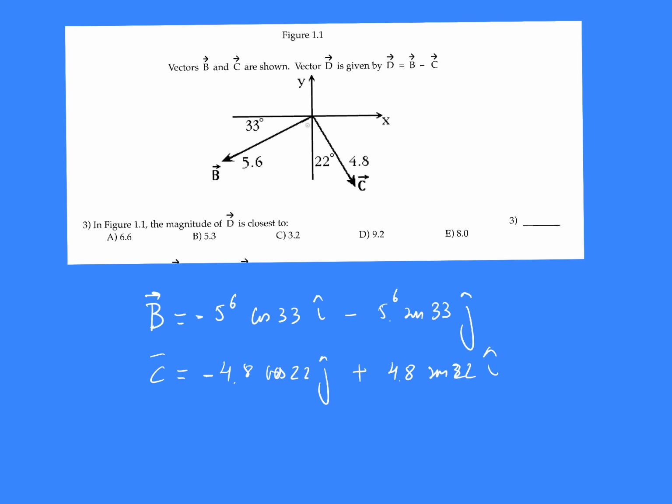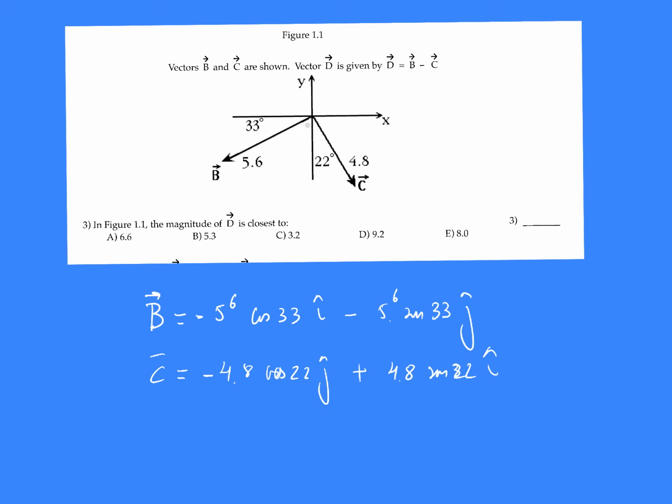Now let's go to do this problem. The problem says you have two vectors, v and c, and they are asking you for the magnitude of the difference of the two vectors, v minus c. So to find v minus c, we have to find first what is v, and later on what is c, and later on what is v minus c.